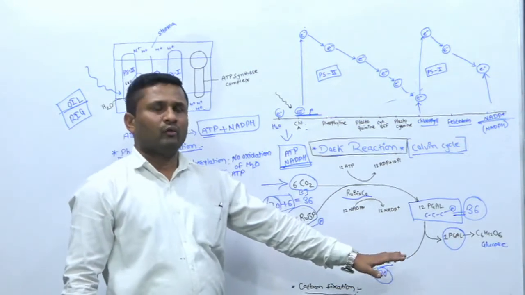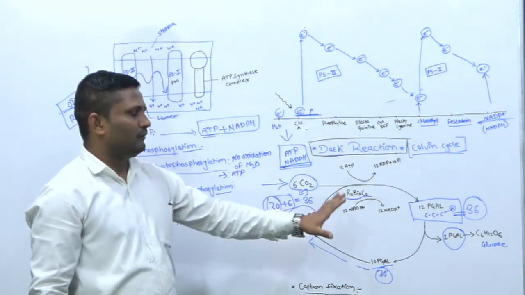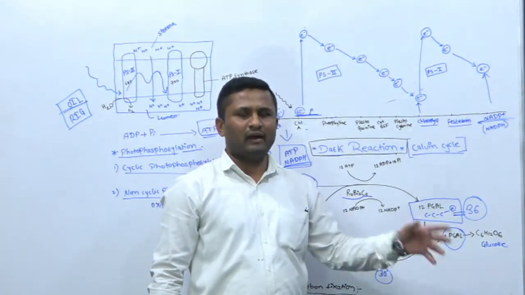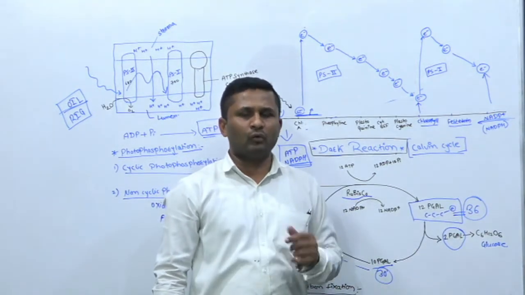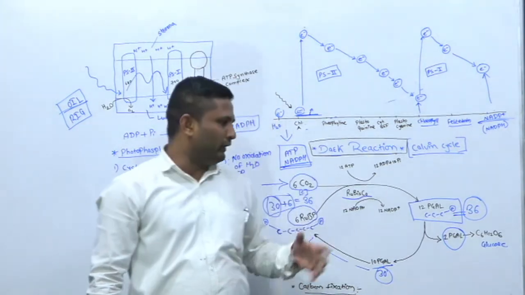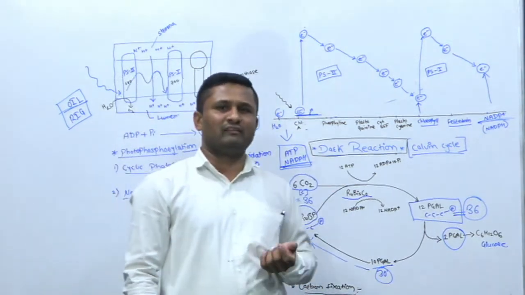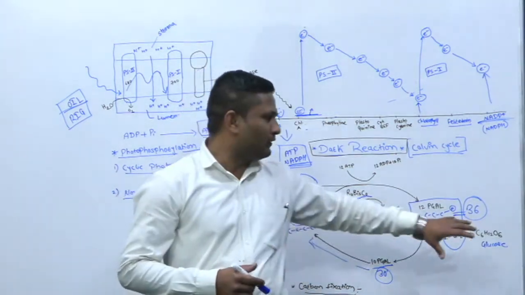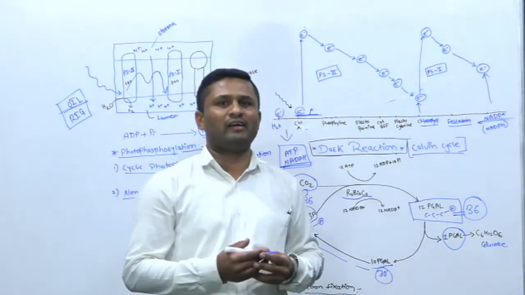So in this way, the synthesis of carbohydrate takes place, and that process we call photosynthesis, right? So here we are done with photosynthesis. Now in the next video we will talk about respiration, what we are going to do with these carbohydrates, right? Thank you.